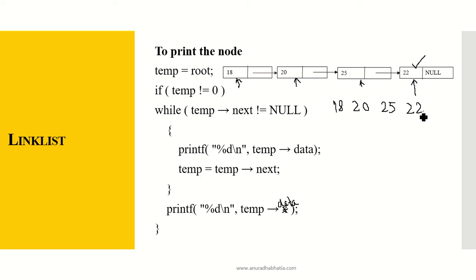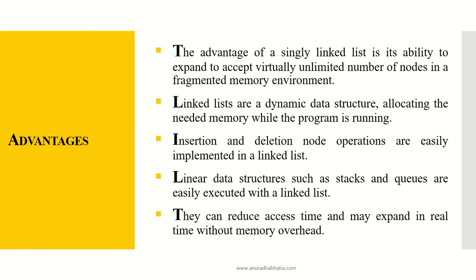Now we see what are the advantages and disadvantages of a linked list. Now advantages. The advantage of a singly linked list is an ability to expand to accept the virtually unlimited number of nodes in a fragmented memory environment. Linked lists are dynamic data structures, allocating the needed memory while the program is running. Insertion and deletion node operations are easily implemented in linked list, and linear data structures such as stacks and queues are easily executed with a linked list. They can reduce access time and may expand in real time without memory overhead. We release and acquire memory whenever we need to create a node.